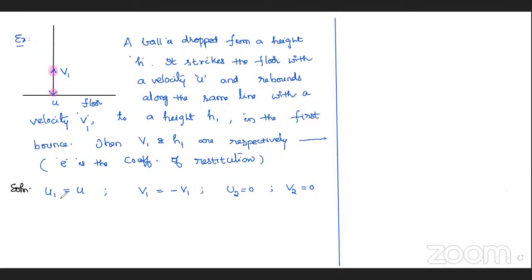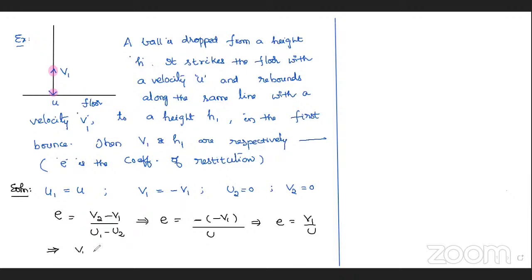Coming to the solution, this is the given information. And you know the formula E equals V2 minus V1 by U1 minus U2. According to that formula, E equals 0 minus V1 by U1, which is U, minus U2, which is 0. That implies E equals V1 by U. By taking the cross multiplication, you will get V1 equals EU. So this is the formula we get for the velocity immediately after bouncing back in the first bounce. Do you have any doubt related to this formula, Nana?